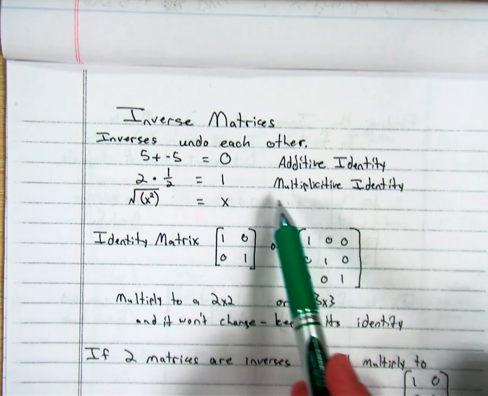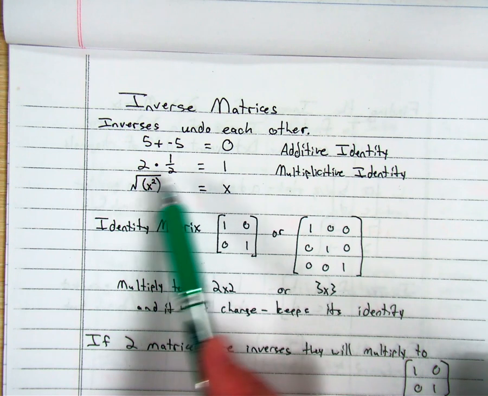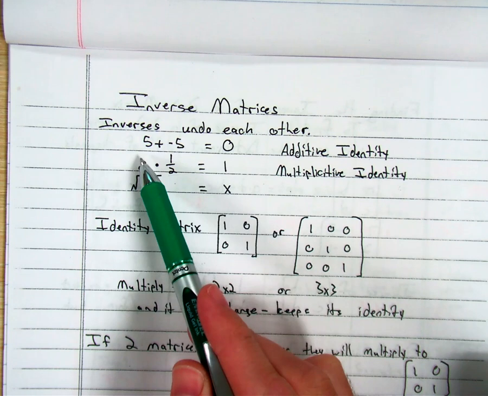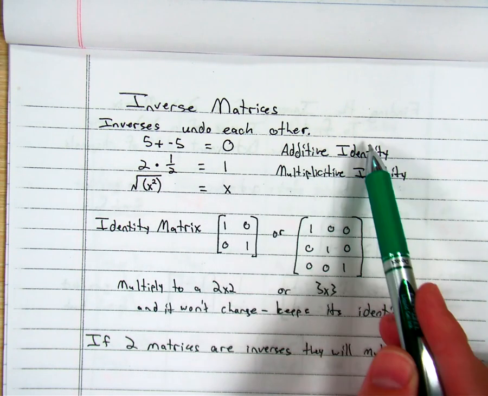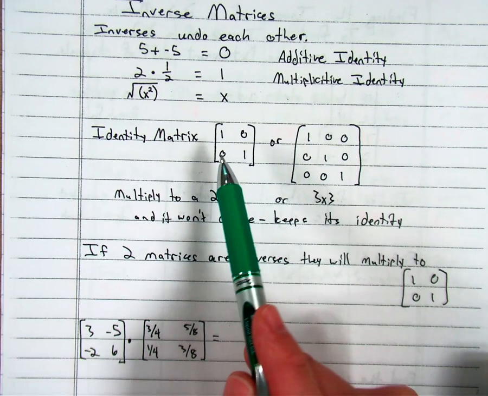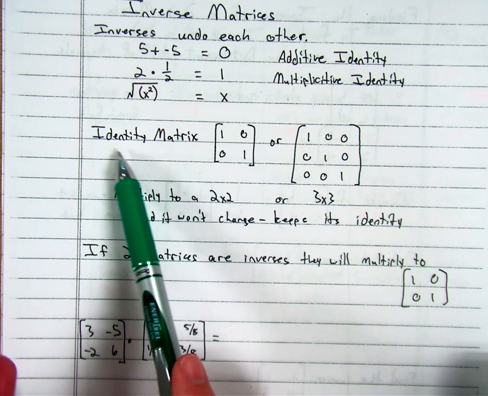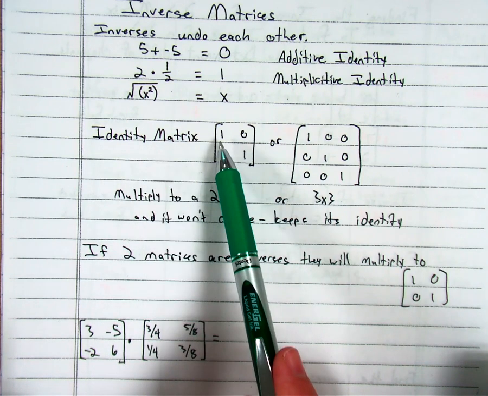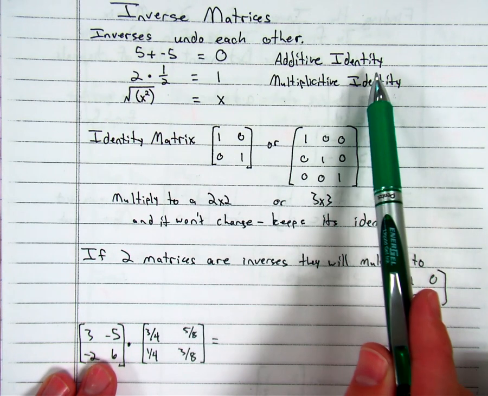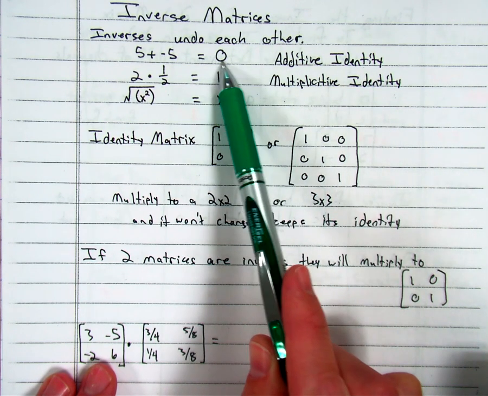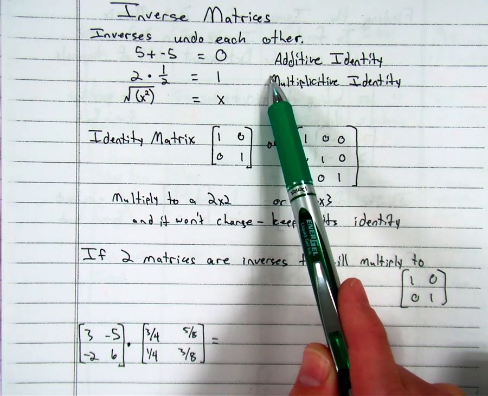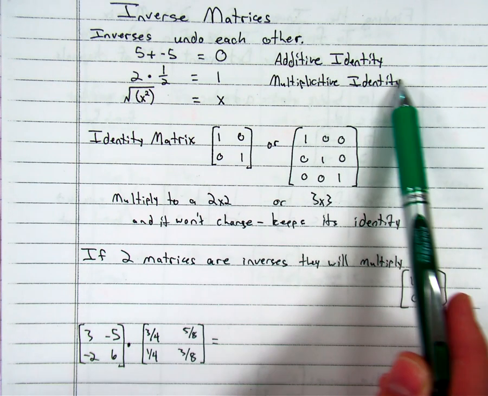And then another type of inverse that we have, x squared and square root, they cancel out, leaving you with just x. But our first two, they undid each other and left us with the identity for each operation. So when we're multiplying matrices, it should lead us to the identity matrix 1, 0, 0, 1. And just like up here, they're called the identity because if we add 0 to something, it doesn't change it. It stays that something. 1 times 10 stays at 10, so that keeps its identity.